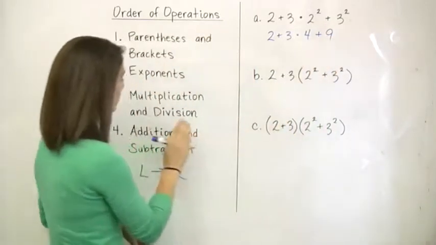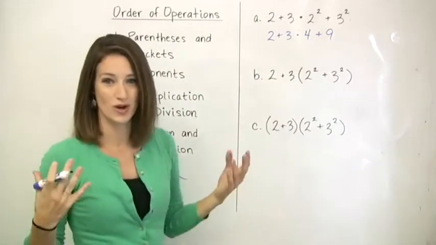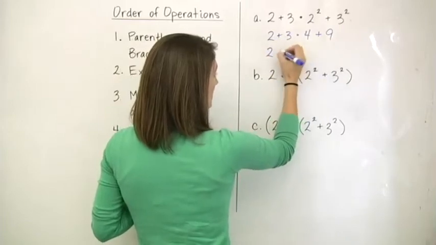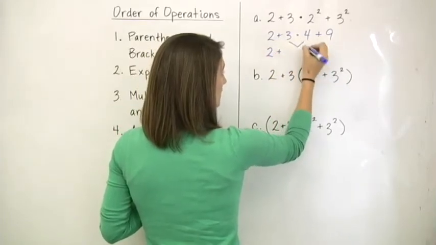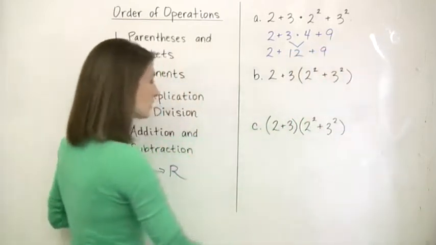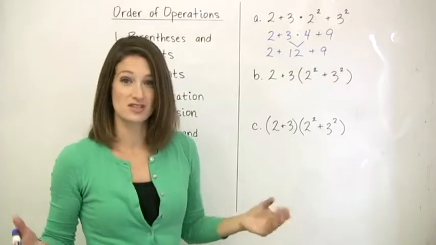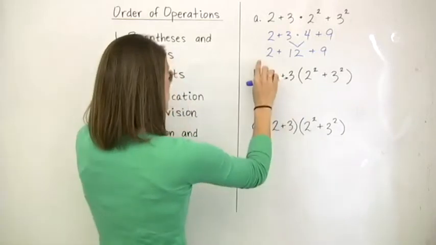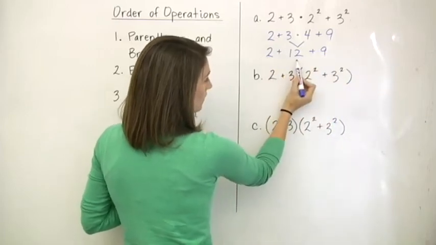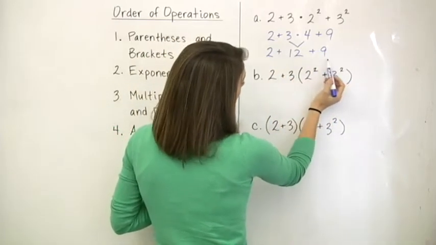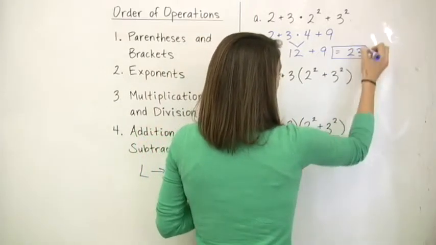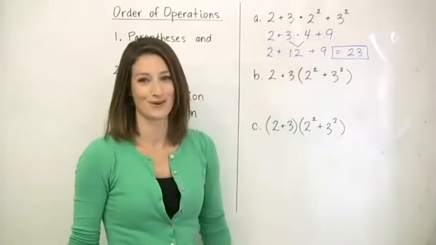Now we can move on to our third step in the order of operations, which is working the multiplication and the division. So we're going to bring down our 2, we're not going to work with that just yet, and we're going to find the product of 3 and 4, which is 12, and then bring down our 9. Now we can move on to our final step of the order of operations and work our addition. Again, we're going to move from the left side of the problem to the right side of the problem, so we're going to add 2 plus 12 is 14, then 14 plus 9, which is 23. So 23 is our answer when we simplify our first problem.